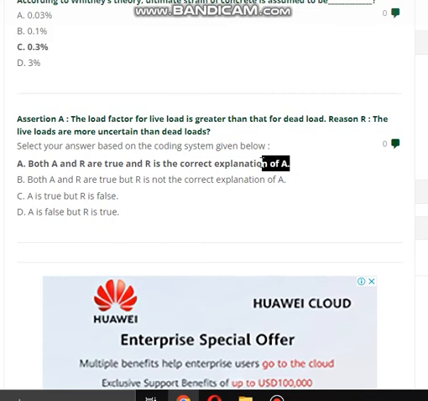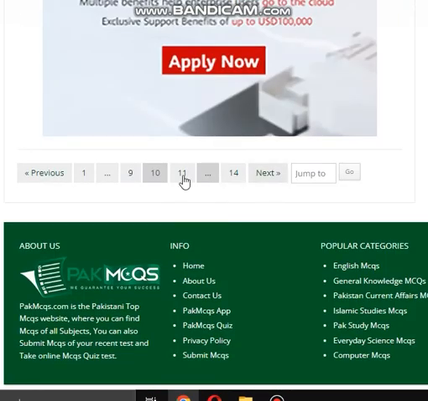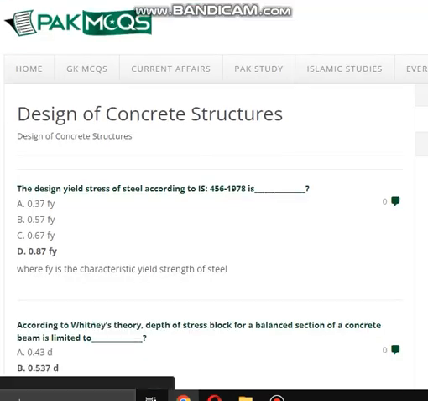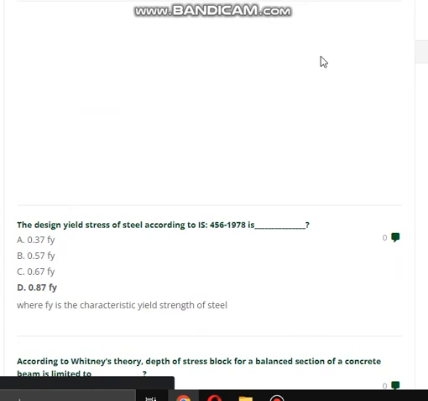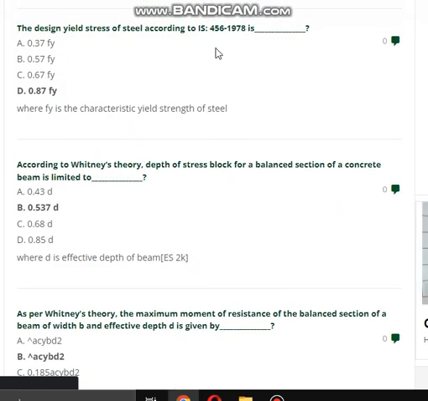Both A and R are true and R is the correct explanation of A. The design yield stress of steel according to IS 456 1978 is 0.87 times yield stress.